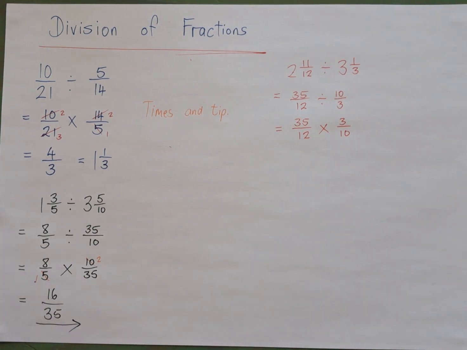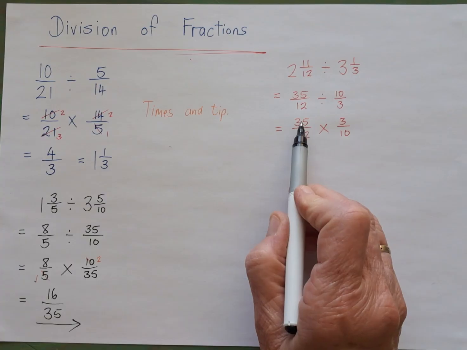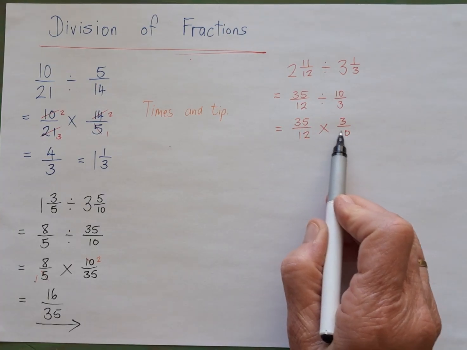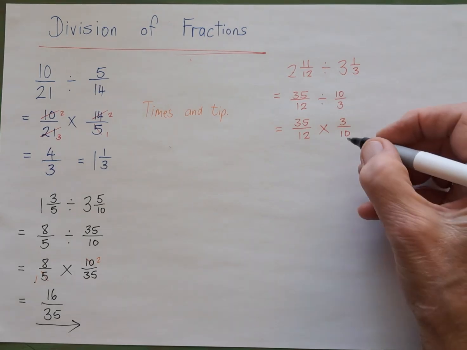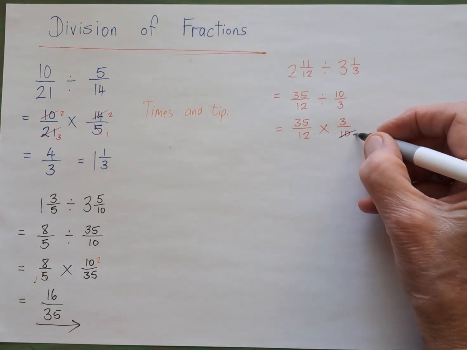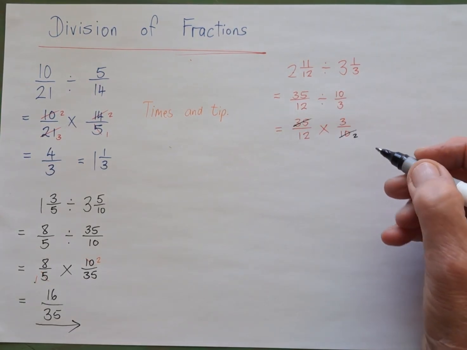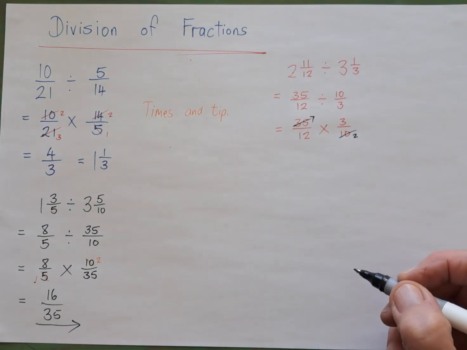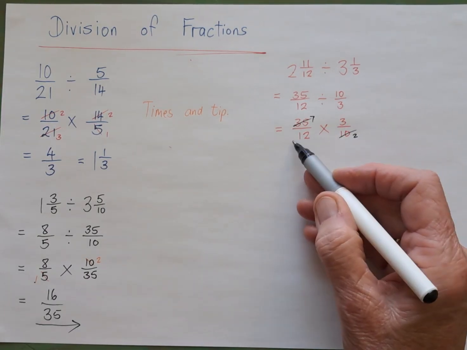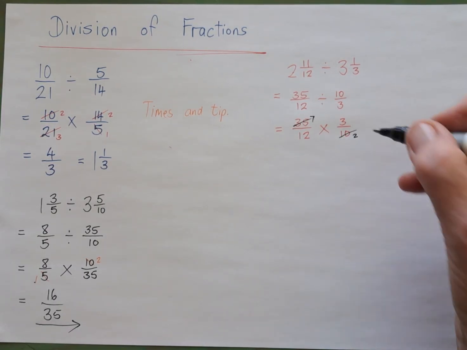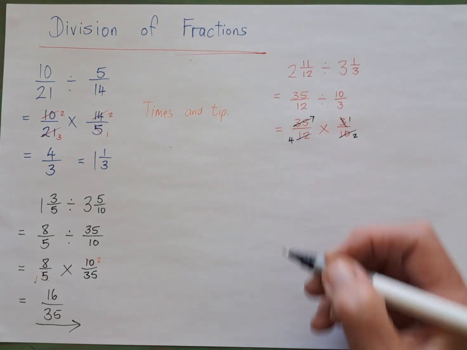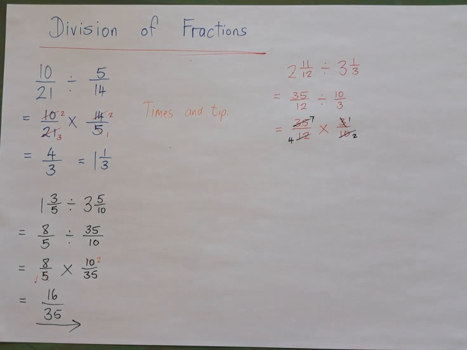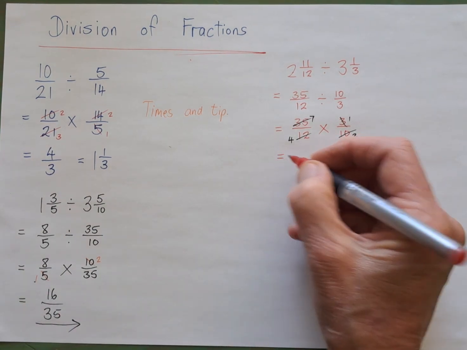Okay, so looking at my diagonals, we obviously have a numerator and a denominator. Let's look at those two first. What will go into both of them? 5 goes into 10 twice, and 5 goes into 35 7 times. Looking at these two, 3 goes into 3 once, and 3 goes into 12 4 times. Anything else that will cancel? No, so I just need to tidy up.